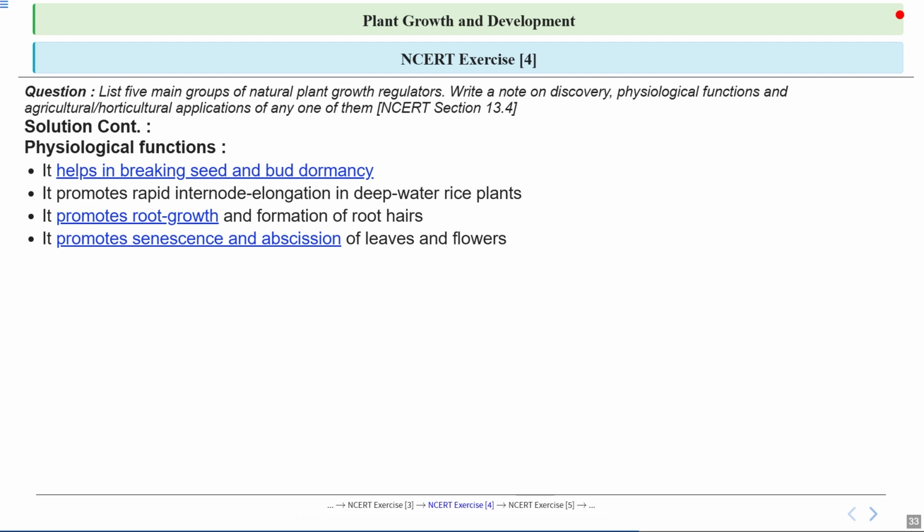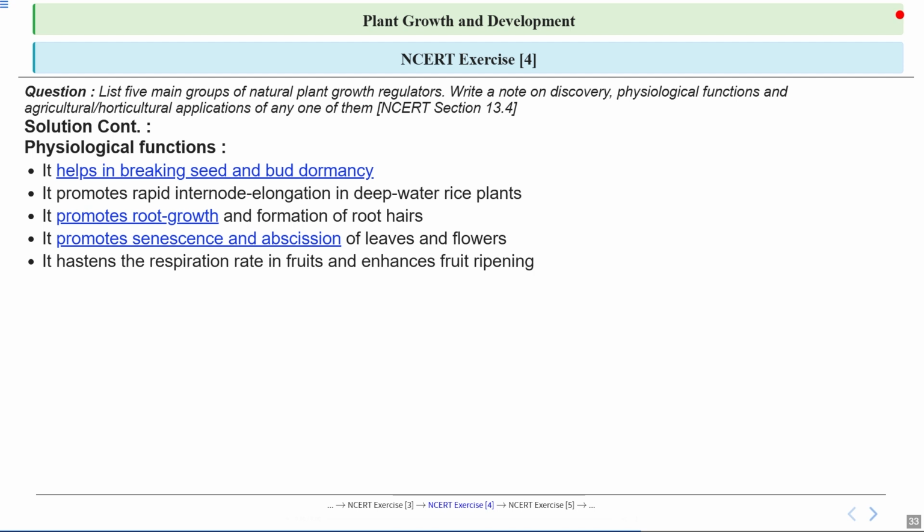Ethylene also promotes senescence and abscission of leaves and flowers. What is senescence? Senescence is the aging process, and abscission is the dropping of leaves or flowers. So it acts like a signal for the plant to shed old parts.